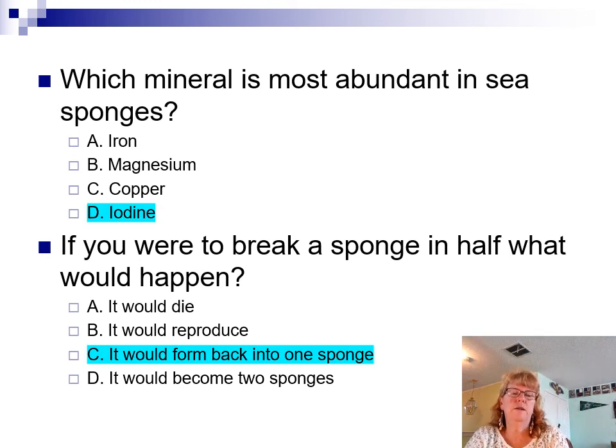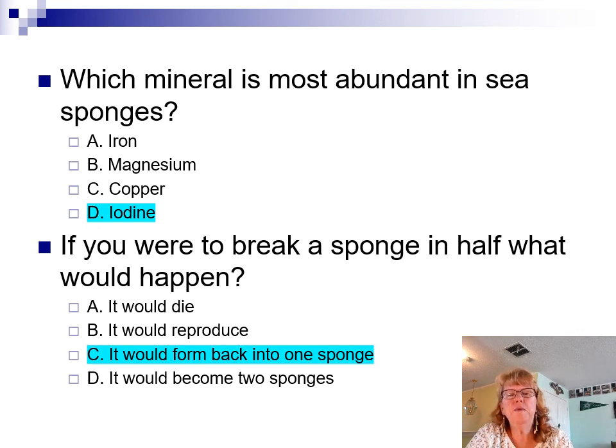So iodine is present in a lot of marine organisms in the water, and iodine is one of those really important minerals for humans for metabolism. So that's an important one. Most people don't eat sponges. That's not usually a food item, okay?